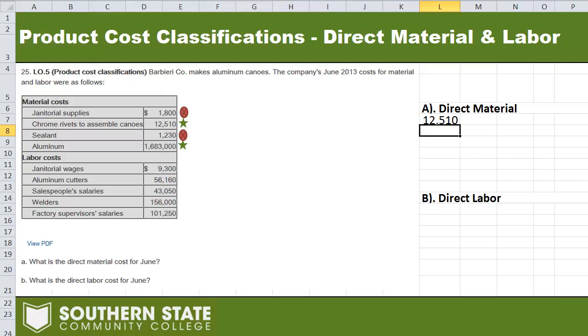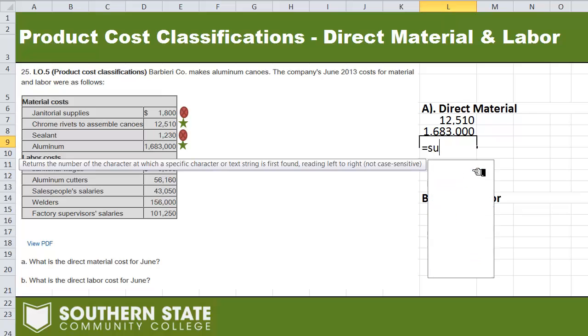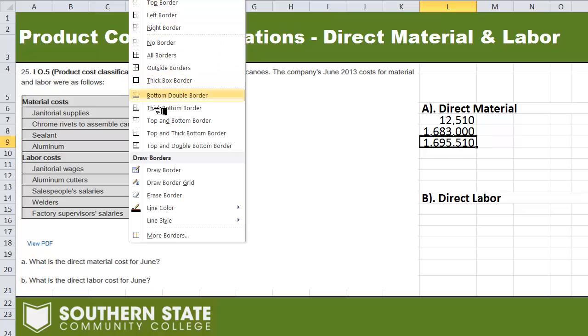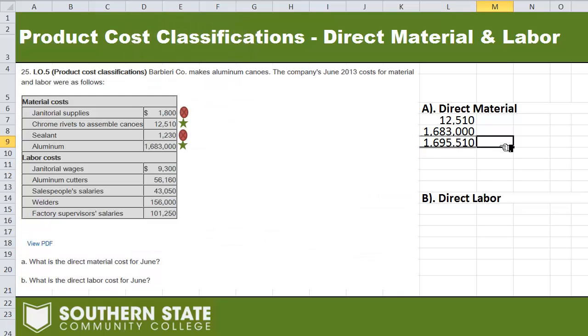So I'm going to add that in there, 1,683,000. And I'm going to add those two together. My total direct material on these canoes is going to be 1,695,510. That would be the answer for that part A.